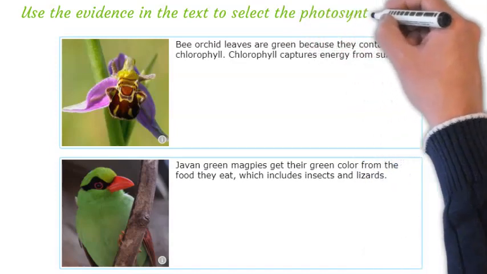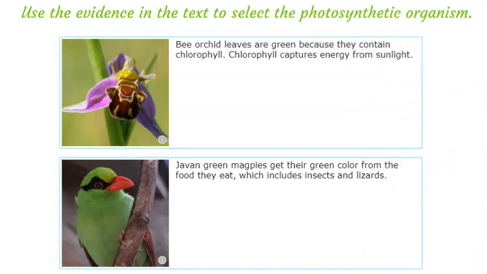Use the evidence in the text to select the photosynthetic organism. This organism is photosynthetic. The text tells you that bee orchids use chlorophyll to capture energy from sunlight. This is evidence that the bee orchid is a photosynthetic organism. This organism is not photosynthetic. The text does not provide evidence that the Jovan green magpie is photosynthetic.